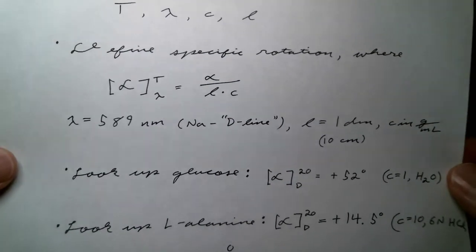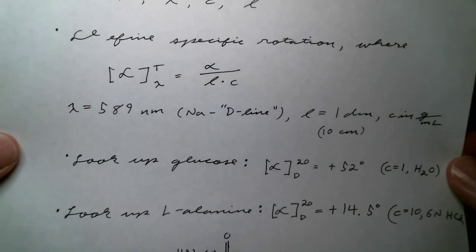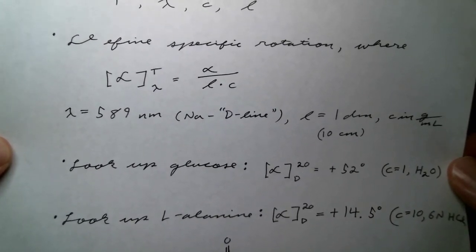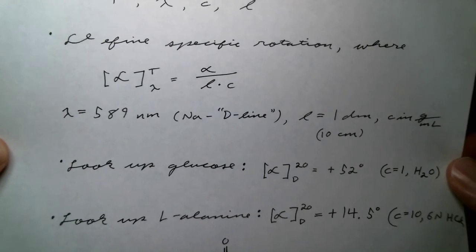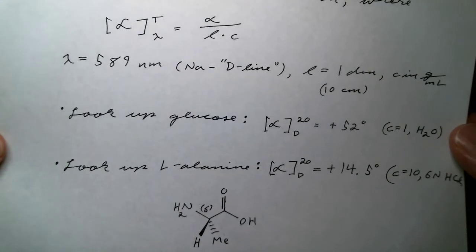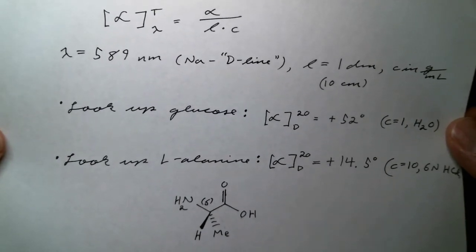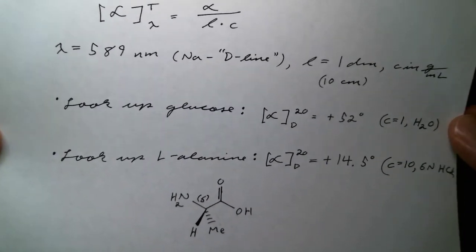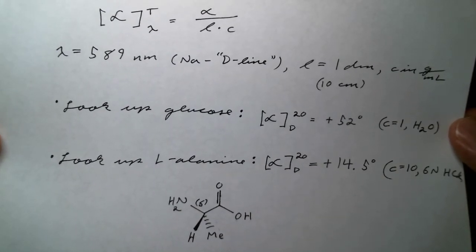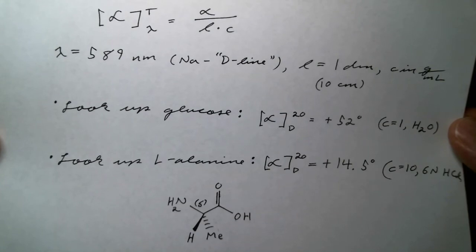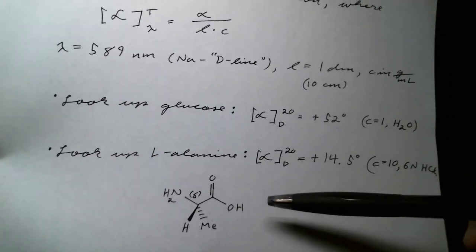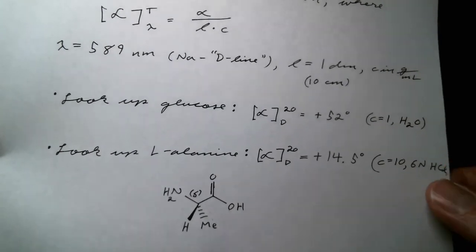So we look up glucose, and the specific rotation at 20 degrees C and the sodium D line is plus 52 degrees, at a concentration of 1 in water. We look up L-alanine, and our specific rotation at 20 degrees and the sodium D line is plus 14.5 degrees, at a concentration of 10 in 6 normal HCl. And here is L-alanine, one of our amino acids.